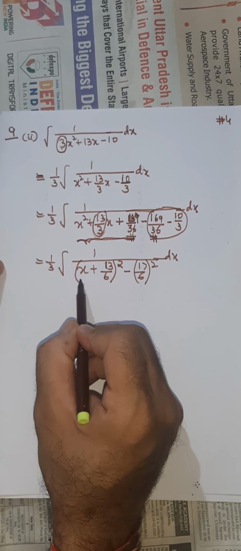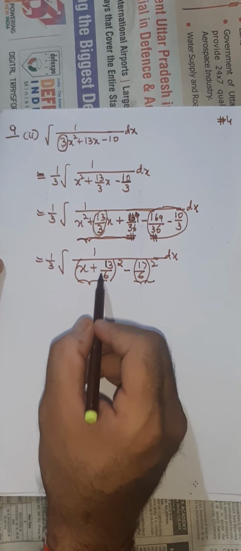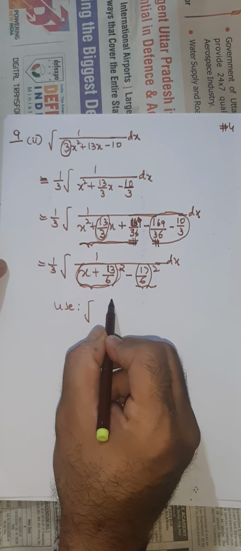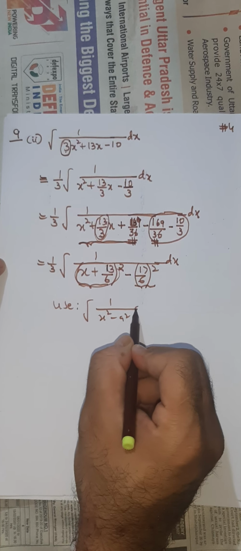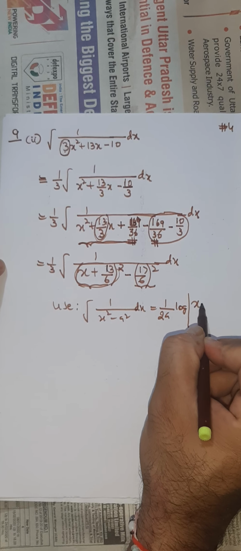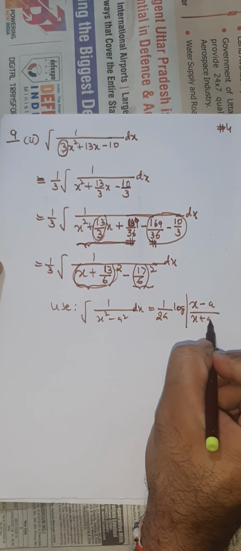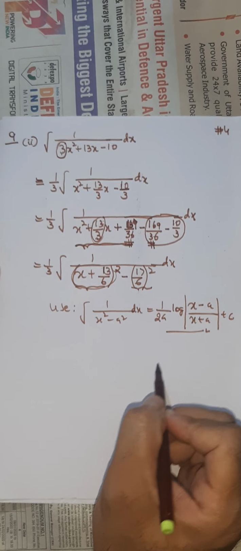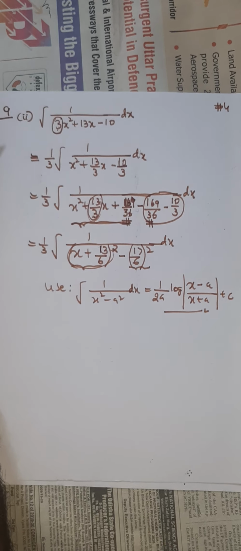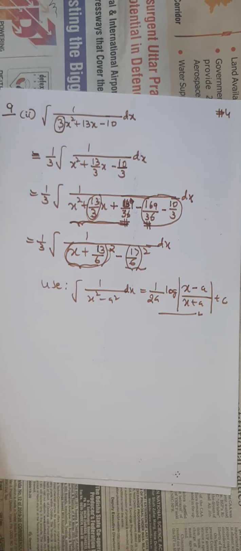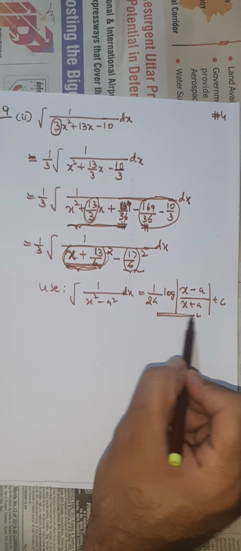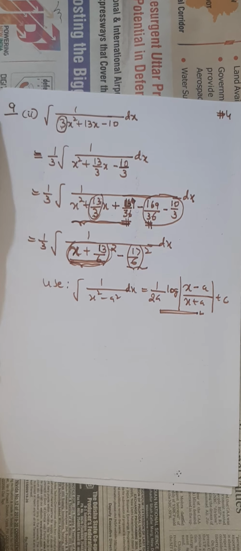Now this is a linear function. This is like x square minus a square. This is like x. So use this formula. If you remember, 1 upon x square minus a square, it is 1 upon 2a log of mod of x minus a upon x plus a plus c. Use this and simplify. I just wanted to explain this perfect square only. Which formula? 1 upon 2a log of mod of x minus a. x means this expression, remember. Your coefficient of x is 1. So you can do it.